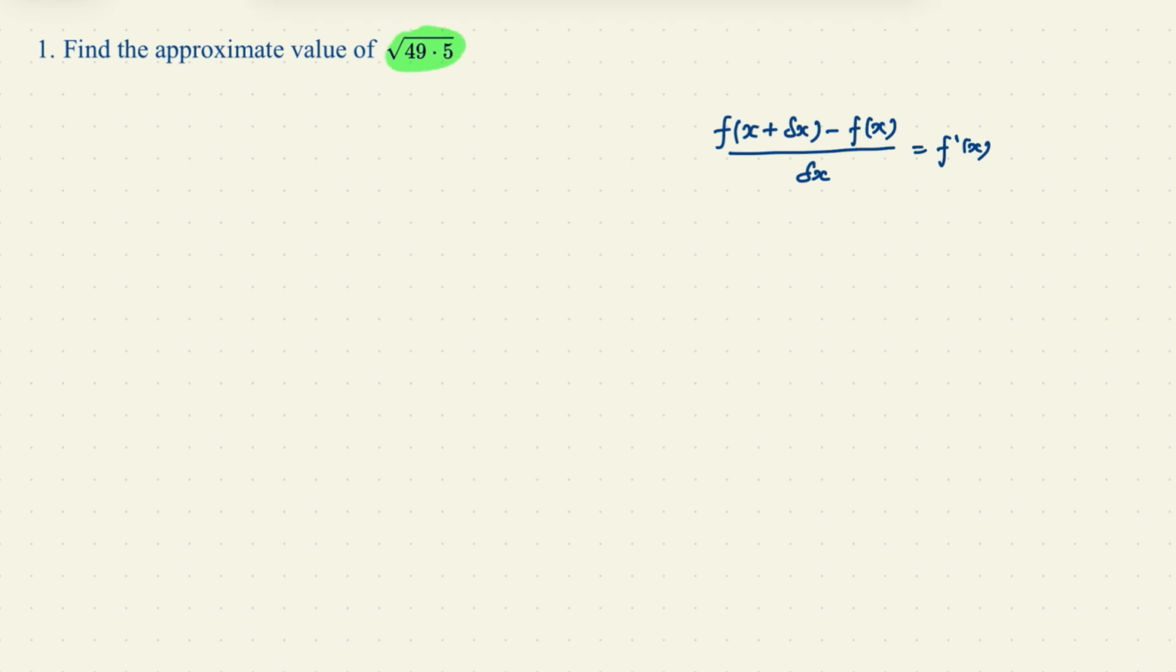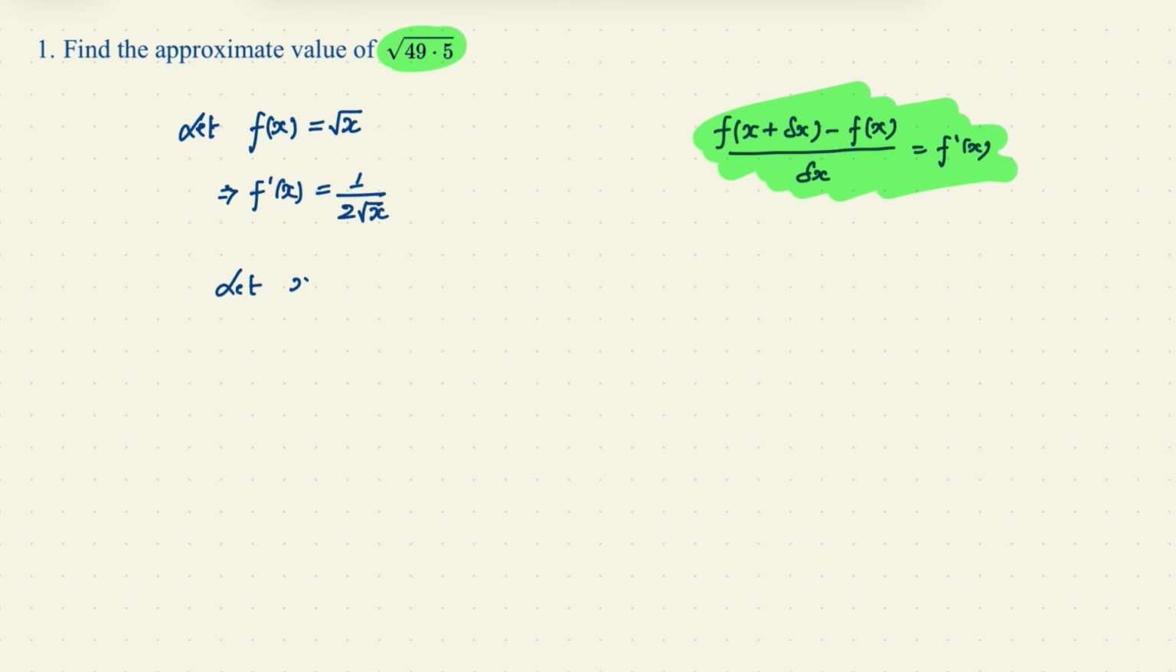So here looking at this square root of 49.5, let us consider f of x as square root of x, since we have to find the value of a square root. So first let us differentiate this function both sides, then we will have f dash of x, and d/dx of square root of x is 1 by 2 root x. Now looking at the formula here, let us consider x as 49 and delta x as 0.5. So if I add 49 and 0.5, we will have 49.5.